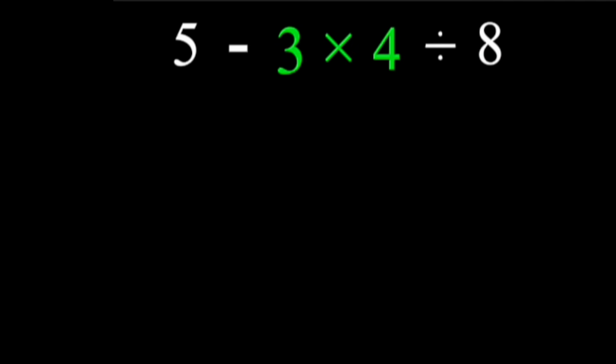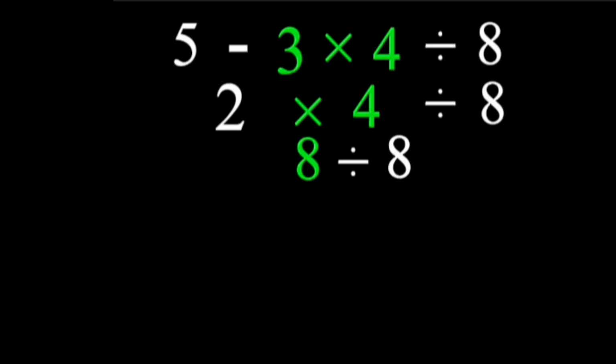Some people solve it like this. They start from the left and subtract first. 5 minus 3 gives us 2. Now the expression becomes 2 multiplied by 4 divided by 8. Next, they multiply. 2 multiplied by 4 gives us 8. Now it becomes 8 divided by 8. And 8 divided by 8 gives us 1. So they confidently say the final answer is 1.